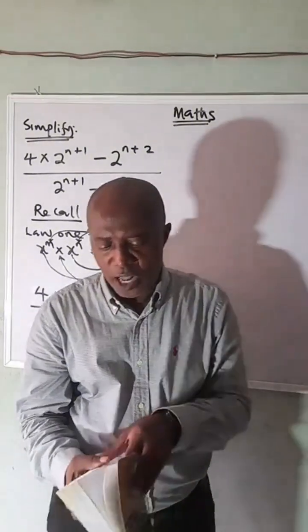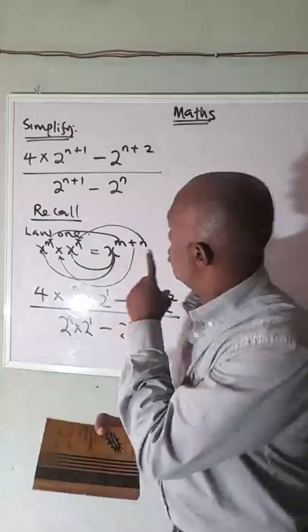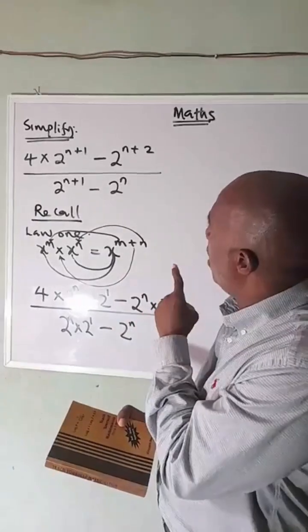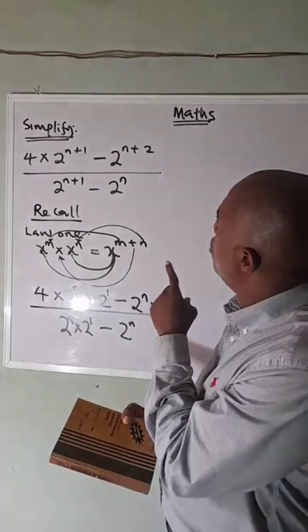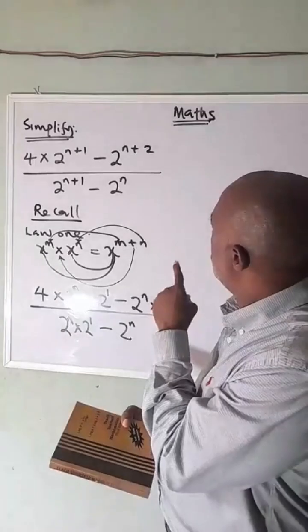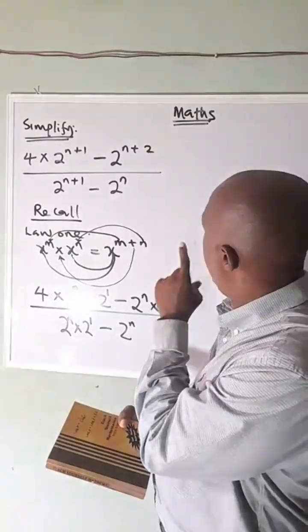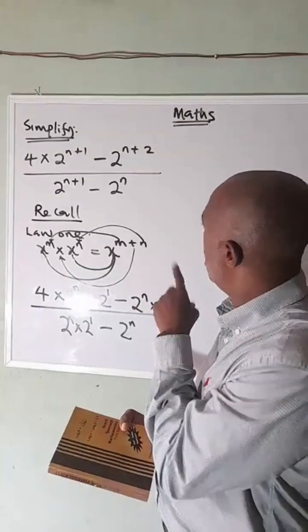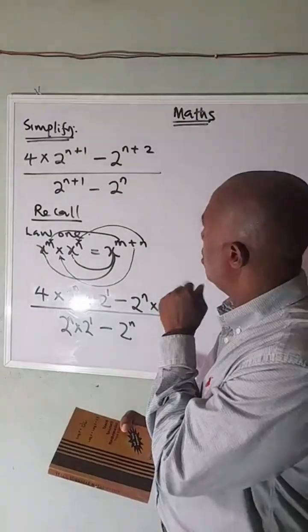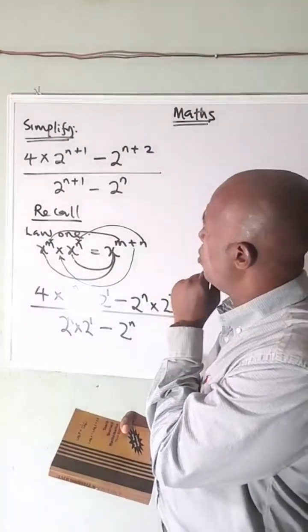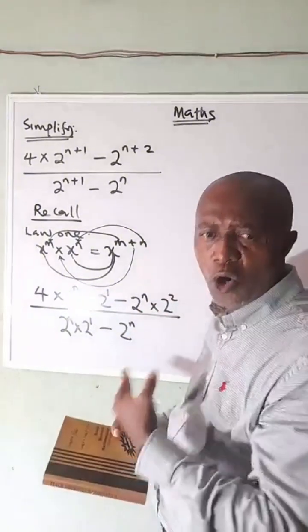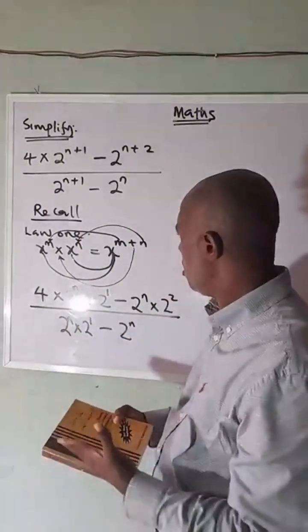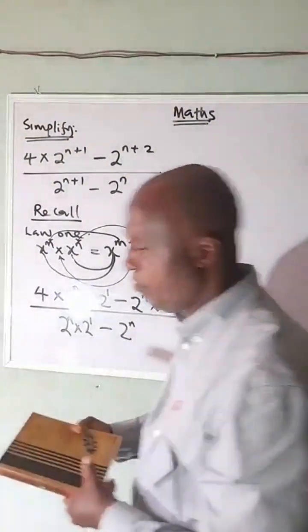A question I have picked from it, which is this on the board: simplify 4 times 2 raised to power n plus 1 minus 2 raised to power n plus 2, all over 2 raised to power n plus 1 minus 2 raised to power n. For me to solve this question, I need to recall laws of what? Indices, or what we call exponential functions.